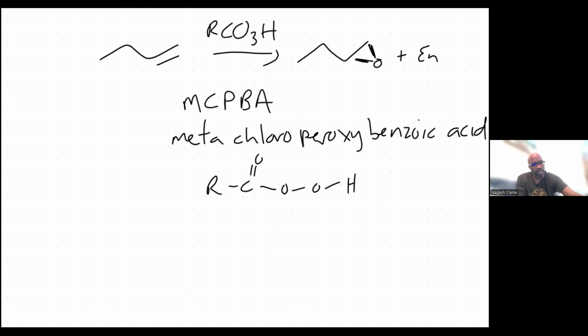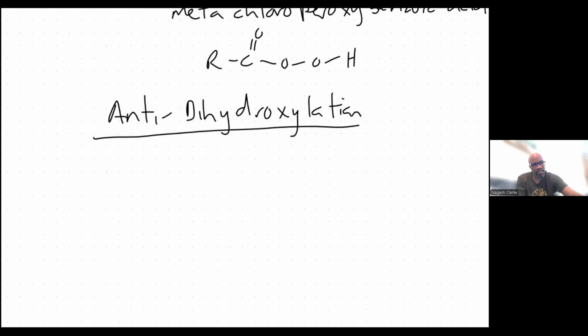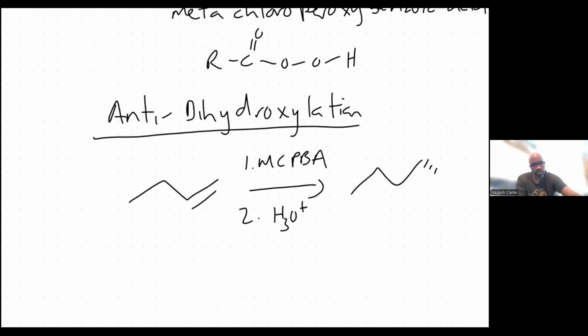But if we take this peroxy acid, we can actually make something else. We can do anti-dihydroxylation. It's typically a two-step process. MCPBA forms the epoxide, and then we add dilute acid, and we end up with a trans diol, and we can form enantiomers there as well. So that's what we call anti-dihydroxylation, a two-step process. Form the epoxide and then follow that with dilute acid.